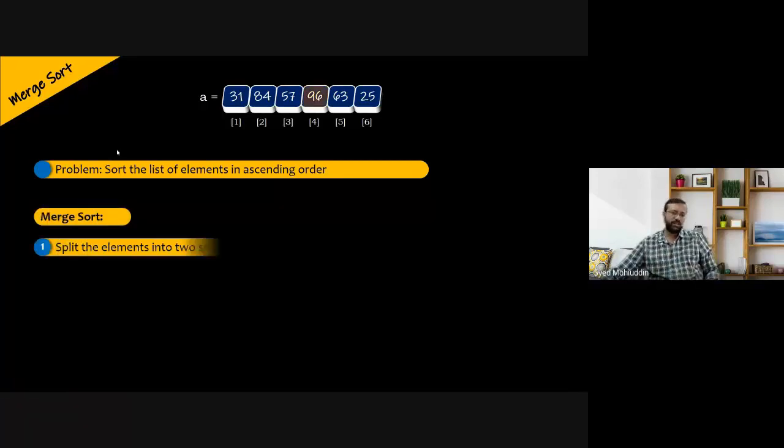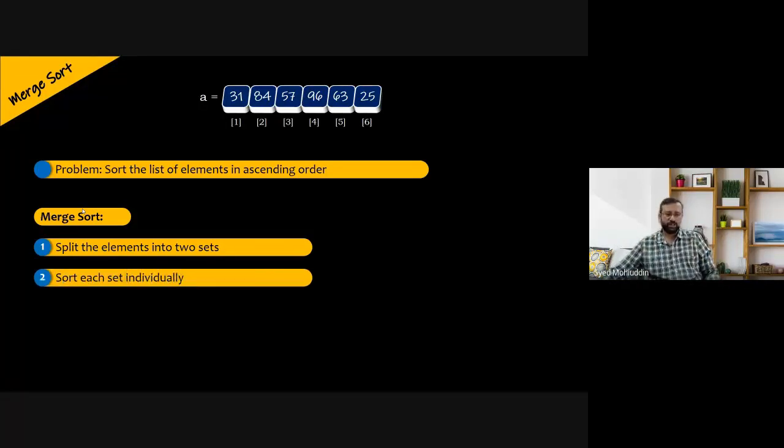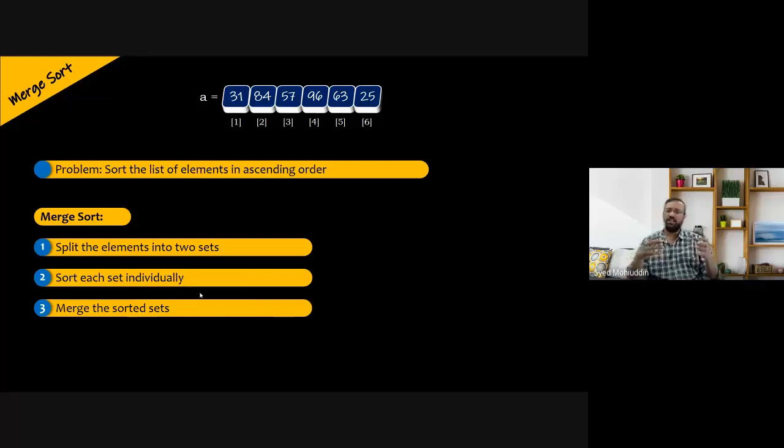Now what merge sort does is it splits the elements into 2 subsets, just like binary search. These subsets are non-overlapping. Again, remember, they are not overlapping. Each set is individually sorted, and then we merge these two. When each set is individually sorted, that means we have 2 sorted sets. We merge these 2 sorted sets to get the original sorted set.